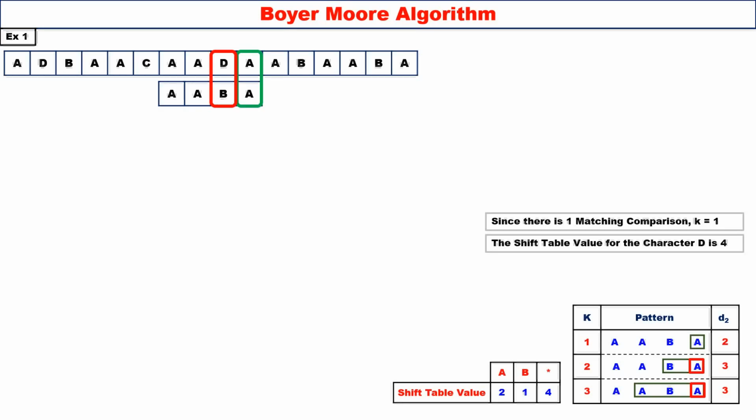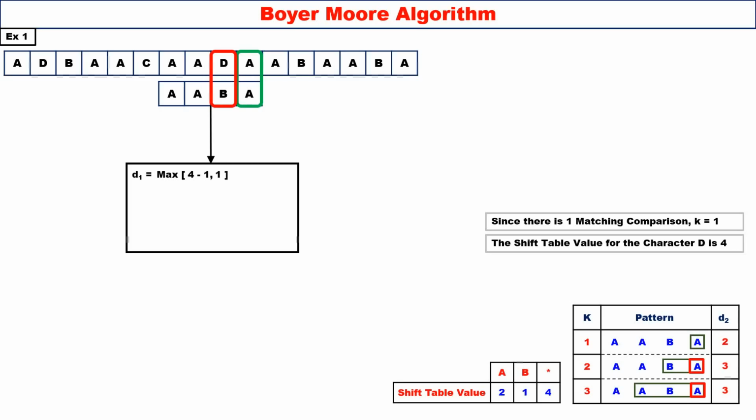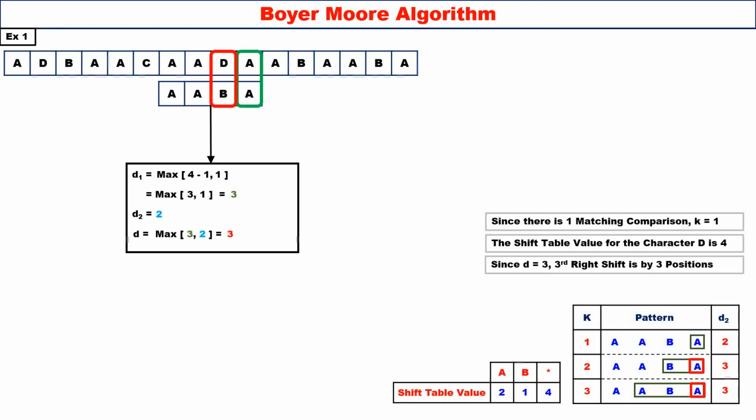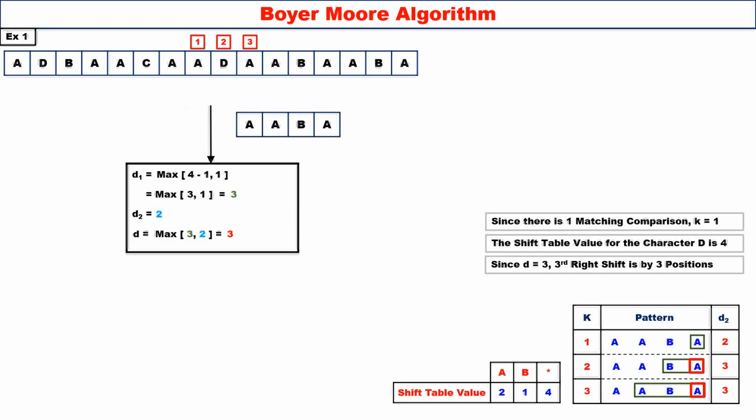That is 4. Therefore, we have D1 is equal to 4 minus 1, and 1. That is 3 and 1, 3. D2. What is the D2 value for K is equal to 1? Just observe the D2 table. 2. Maximum of 3 and 2 is 3. Since D is equal to 3, the third right shift is by 3 positions. So now 1, 2, 3. Yes. We shifted by 3.